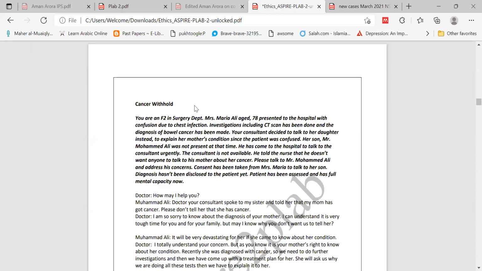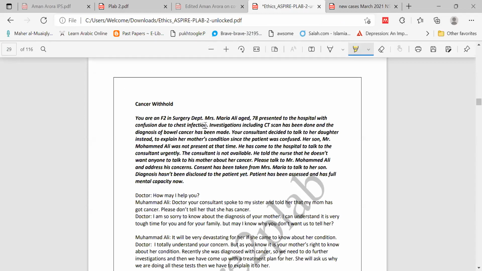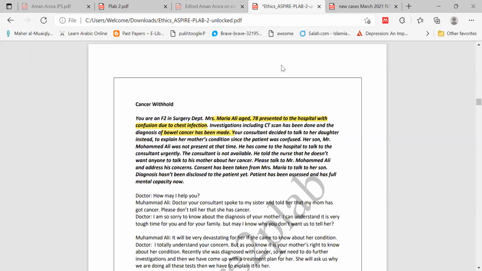You're an F2 in surgery. Mrs. Maria, 78, presented to the hospital with confusion due to chest infection. CT was done and they found out bowel cancer, unfortunately. Your consultant decided to talk to the daughter to explain to her the condition.